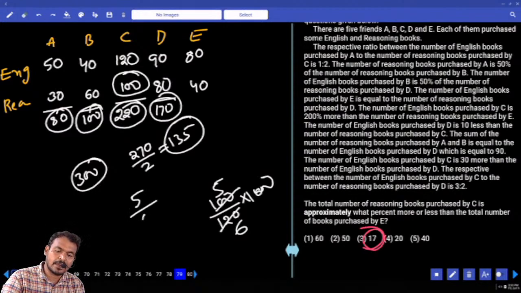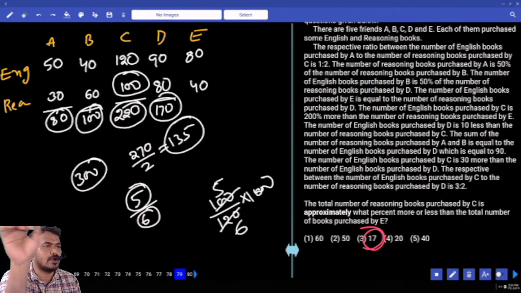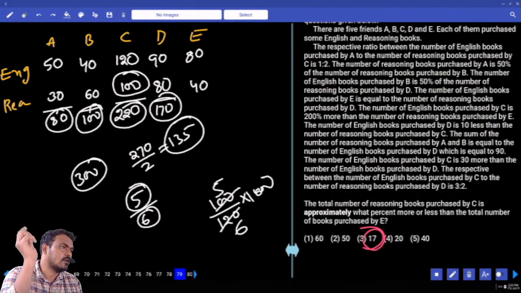What is the answer? What is the fraction we are getting? 5 by 6. Out of 6 parts, how many parts are we getting? 5 parts. How many parts are less? 1 part. If we are getting 1 by 6, compared to 100, how much percent is less? 16 2 by 3% lesser. What is the answer? 17%.